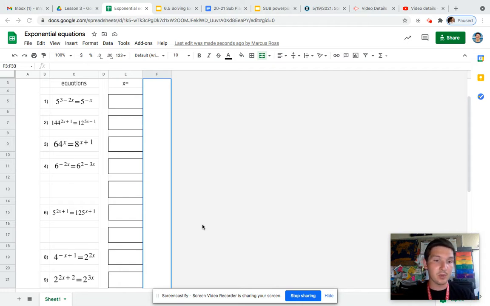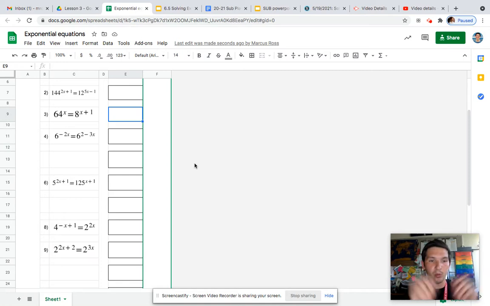Number 3, 64 to the x equals 8 to the x plus 1. Again, luckily we know that our base can be 8, since 8 times 8 is 64. So I'm going to pull out that 64 and make it 8 squared times x, which is actually 8 to the 2x equals 8 to the x plus 1. We can pull out that 2x, we can pull out that x plus 1, set them equal to each other, and solve for x. I'm hoping that you can figure out that you can combine like terms and x is going to end up being 1, but go from there.